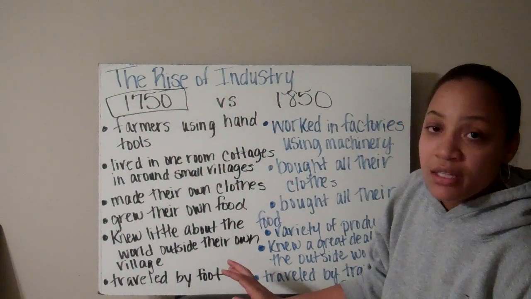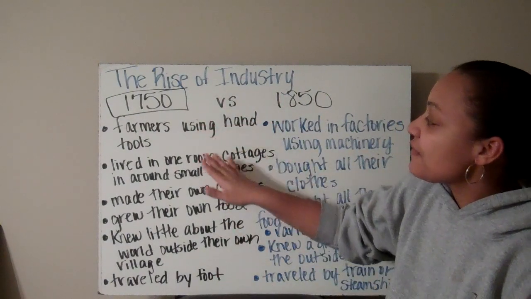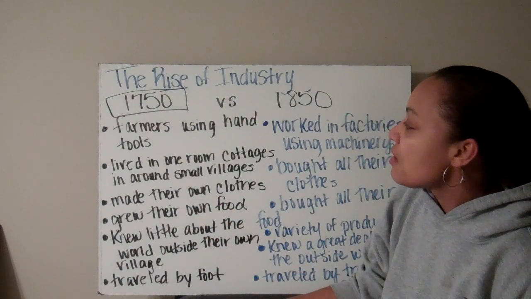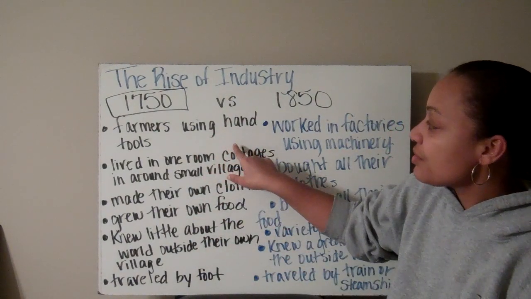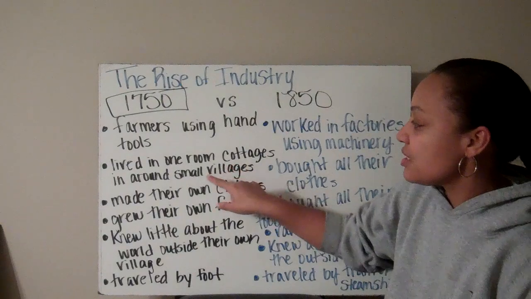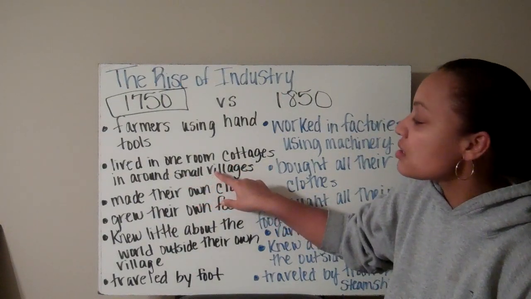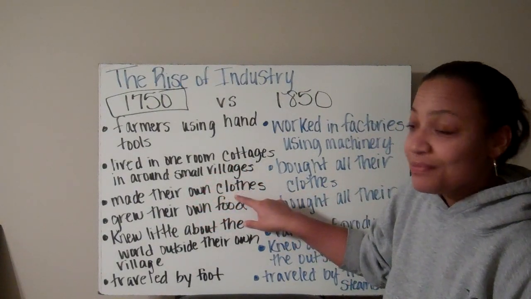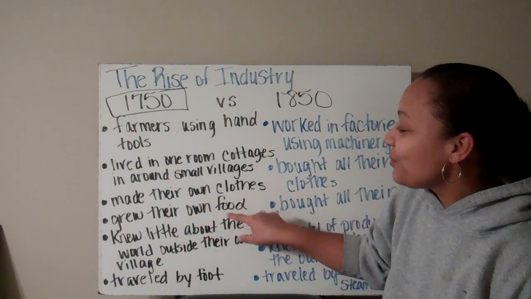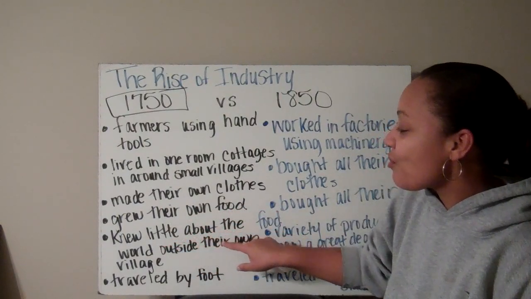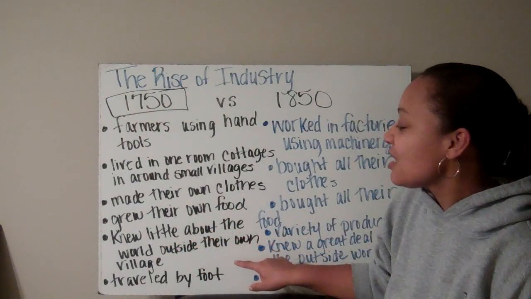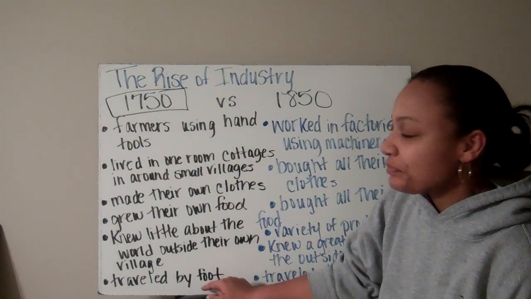When you think of England, and you're looking at England in the 1750s, farmers were using hand tools. They lived in one-room cottages in around small villages. They made their own clothes. They grew their own food. They knew little about the world outside their own village. And they traveled by foot.